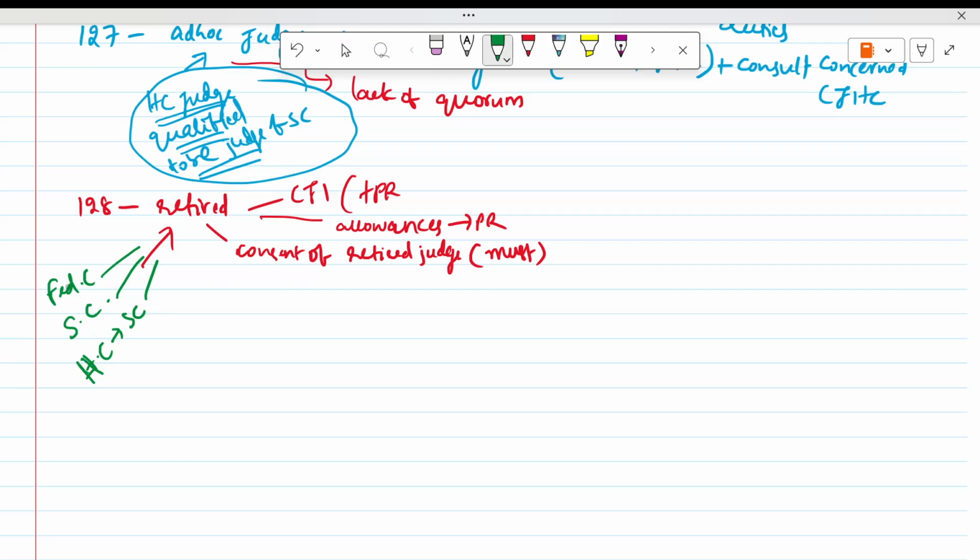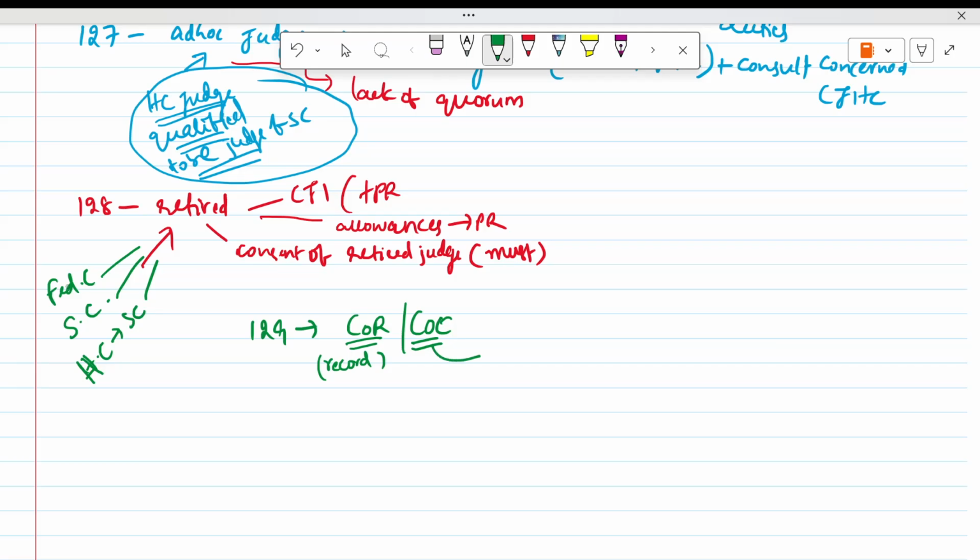Then Article 129: Supreme Court to be a court of record, as well as contempt of court. Court of record means whatever it is doing, judgments, orders, decrees, all of this will be in perpetual memory. They have to be recorded and saved, and everyone should follow them. That is the court of record. Also, 129 says there is a contempt of court provision.